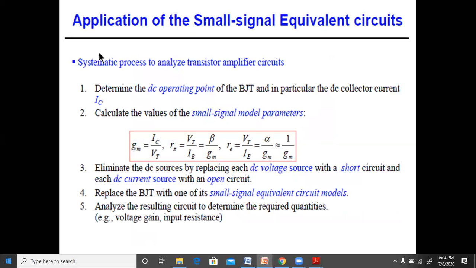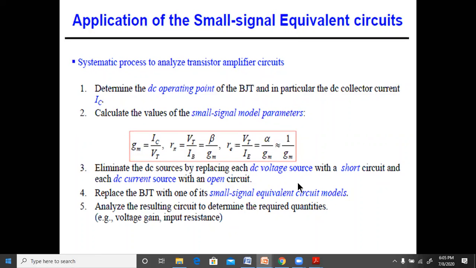So we have here a systematic process to analyze the transistor amplifier. First, we determine the DC operating point, that is, find out the DC collector current. Then calculate GM, R pi, and RE using whatever formulas. GM is IC by VT, R pi is beta by GM or VT by IB, but beta by GM is the most commonly used. RE is alpha by GM or VT by IE. They use these formulas to find GM, R pi, and RE.